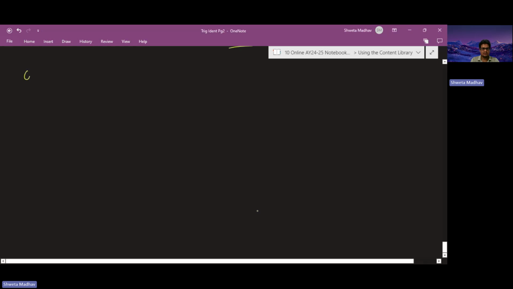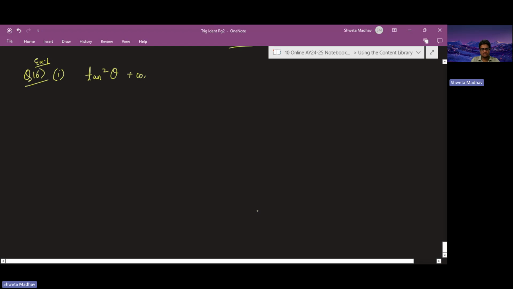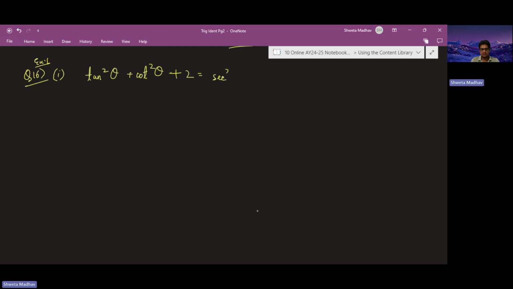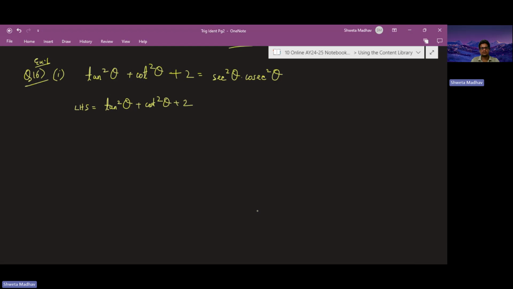So in question number 16, exercise 1, the first subpart asks us to prove that tan square theta plus cot square theta plus 2 should be equal to secant square theta into cosec square theta. So on the left hand side, we have to prove that tan square theta plus cot square theta plus 2 should be equal to the right hand side.